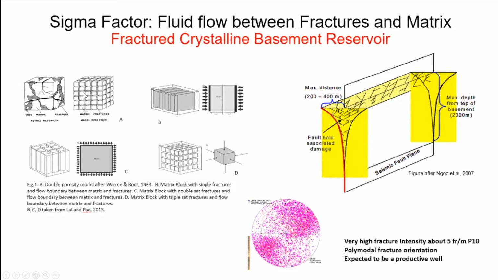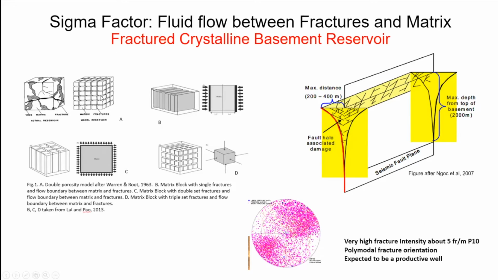And this dates back, as we look here in this cube, to the Warren and Root dual porosity model back in 1963. The volume is divided by orthogonal fracture planes, very simplistic, only two sets, but it basically provides the basis for the calculation of the sigma factor. The higher the fracture intensity, the smaller these cubes are going to be, right? And if they are smaller, there's going to be more contact, more communication between the matrix and the fracture.